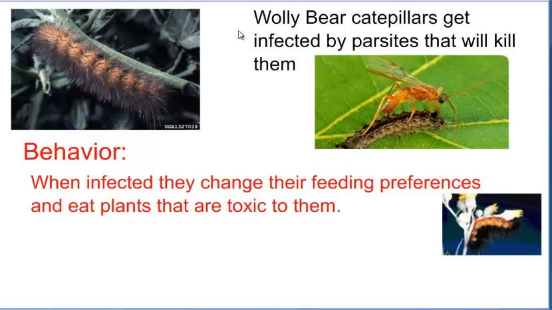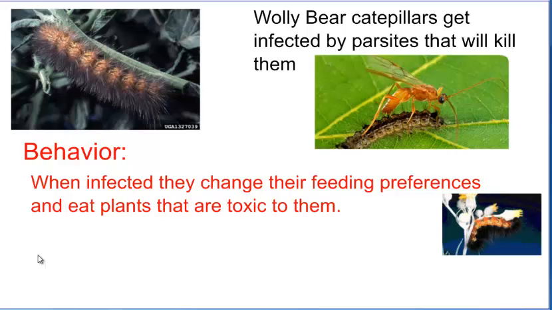So, to quick review, we have a woolly bear caterpillar. They get infected by parasites. We see this wasp laying parasite eggs inside of it. Those parasite eggs grow inside of the caterpillar and eventually consume the caterpillar from the inside out, killing it. And when infected, scientists had noticed this behavior. The caterpillars change their feeding preferences, so their choice about what to feed. And they begin eating toxic plants that normally are toxic to them.